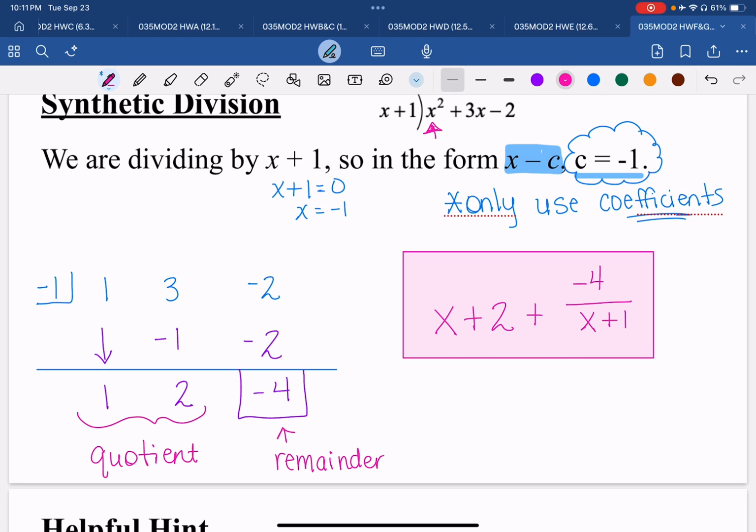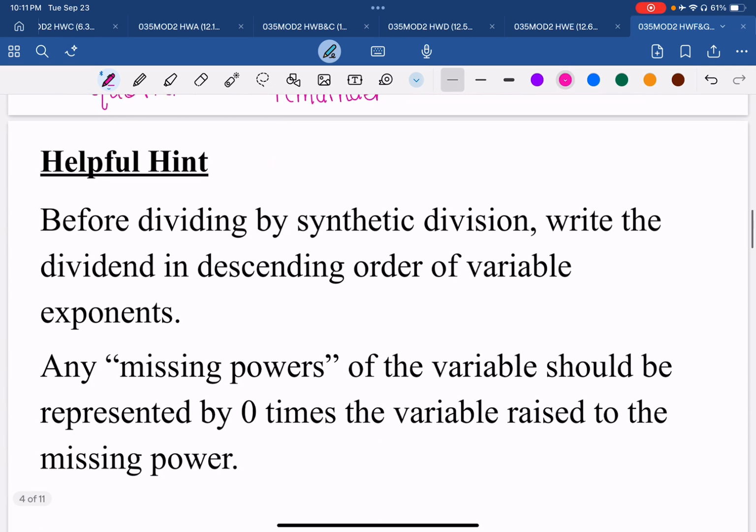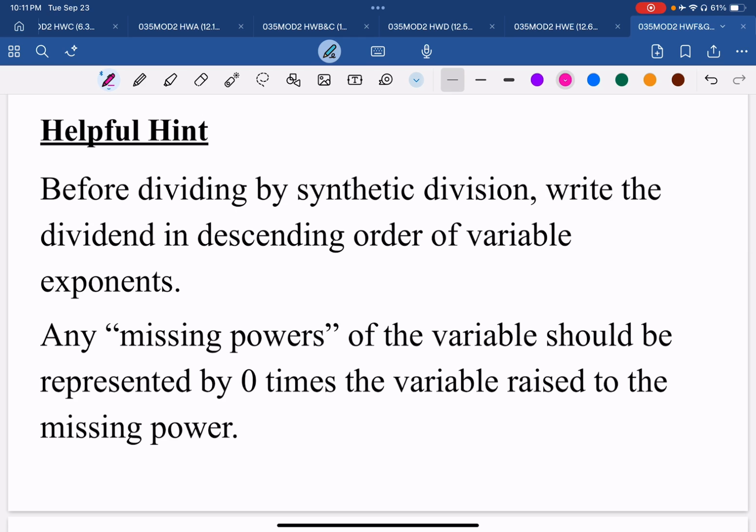And you would have gotten the exact same thing if you did long division. Right, let's get a couple more.